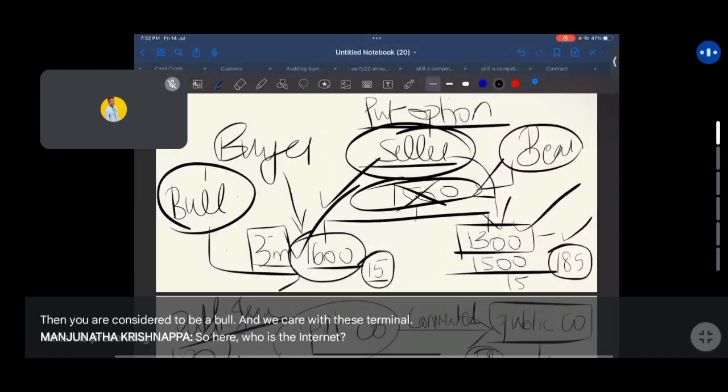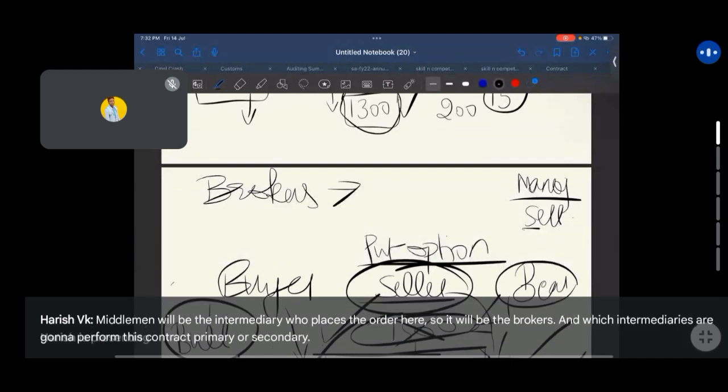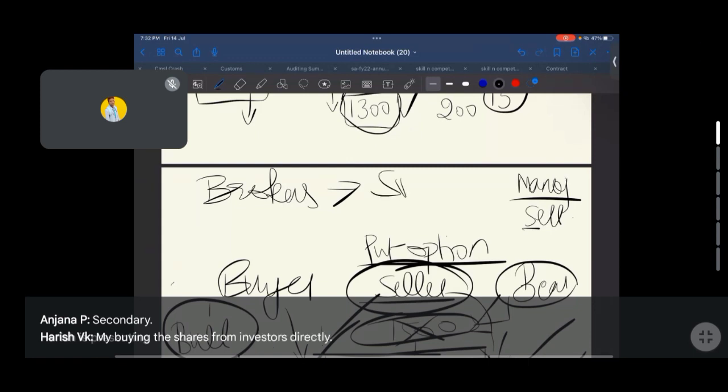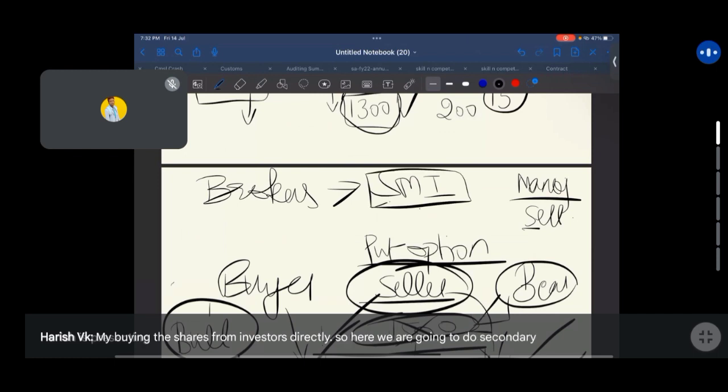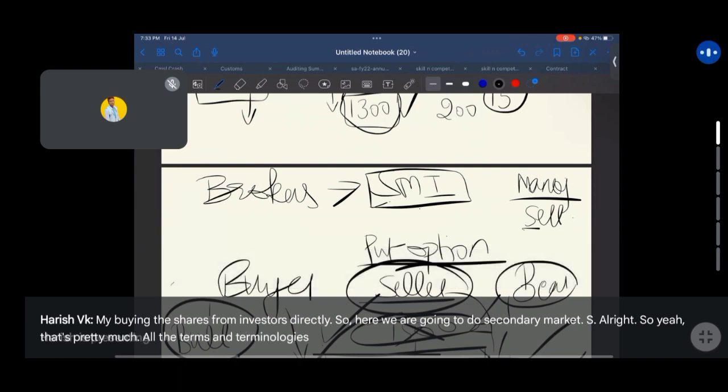Who is the intermediary? Sorry? Here, who is the middleman? Middleman will be the intermediary who places the order here, so it will be the brokers. And which intermediaries are going to perform this contract, primary or secondary? Am I buying the shares from the company, or am I buying the shares from investors directly? So here we are going to do secondary market intermediaries. Right? So yeah, that's pretty much all the terms and terminologies for today.